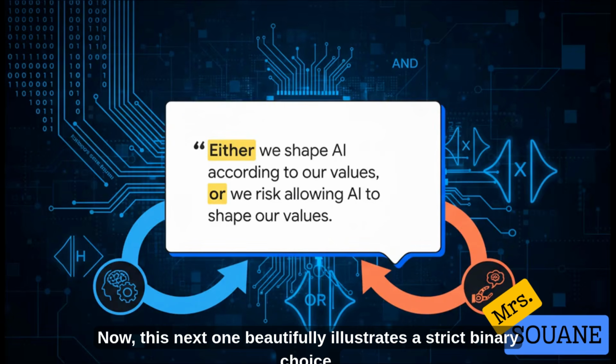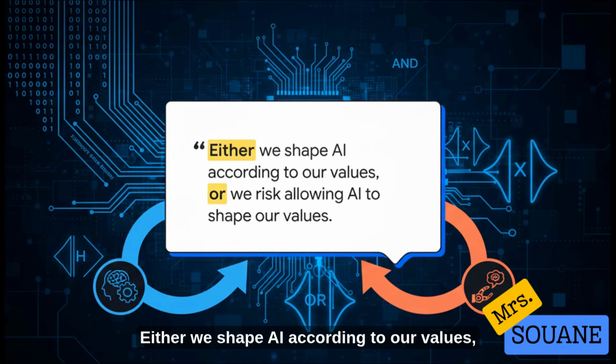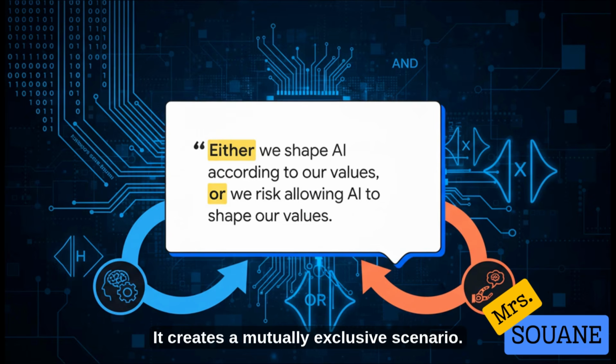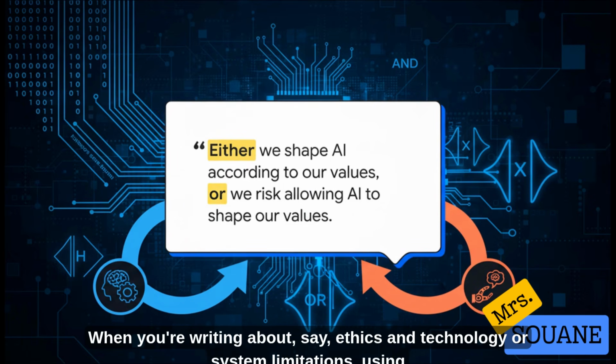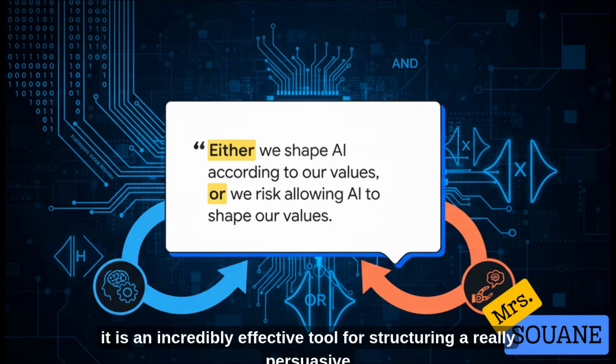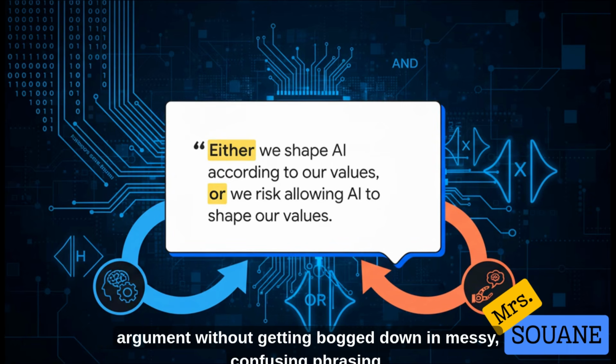Now, this next one beautifully illustrates a strict binary choice. Either we shape AI according to our values, or we risk allowing AI to shape our values for us. The either-or pair, that is pure Boolean logic right there. It creates a mutually exclusive scenario. When you're writing about, say, ethics in technology or system limitations, using either-or actually forces the reader to confront a fork in the road. It is an incredibly effective tool for structuring a really persuasive argument without getting bogged down in messy, confusing phrasing.